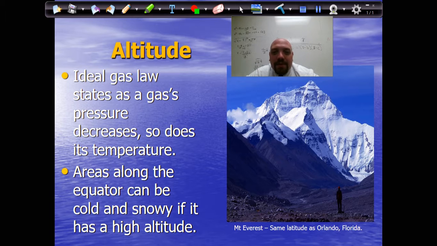So what it tells you is that how close you are to the equator doesn't always determine how hot or cold a place can be. Altitude has a big effect. There are other variables that have effects too, which we're not going to get into quite yet, but I want you to start thinking: why is there snow at Mount Everest?